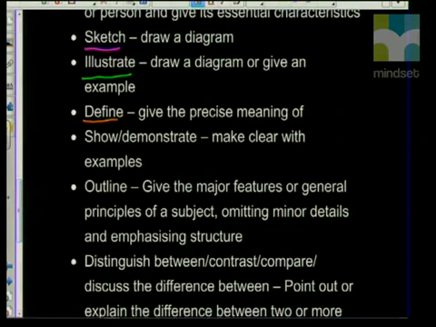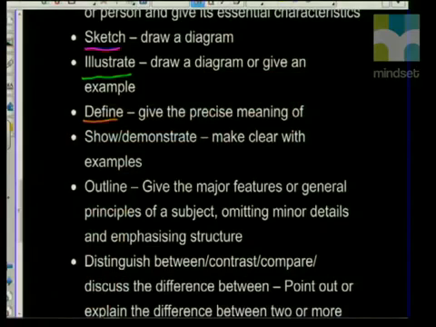Very important, when you get the define question, define actually means the precise meaning of something. So you don't necessarily write it in your own words because you have to make use of certain keywords. And those keywords must be subject terminology. Show or demonstrate is a question similar to explain or describe because you are going to make use of examples.